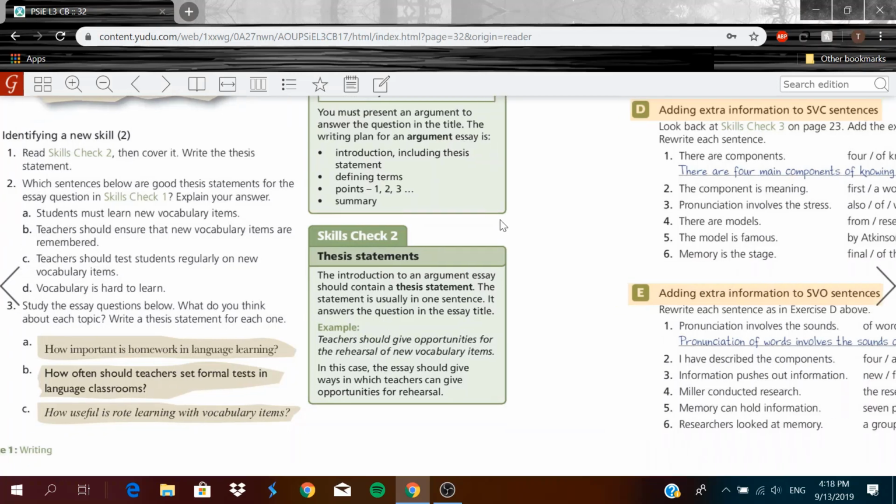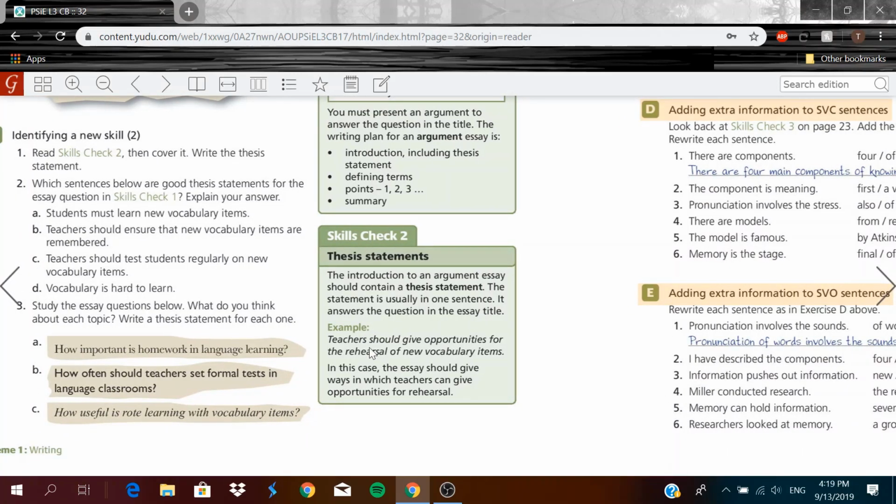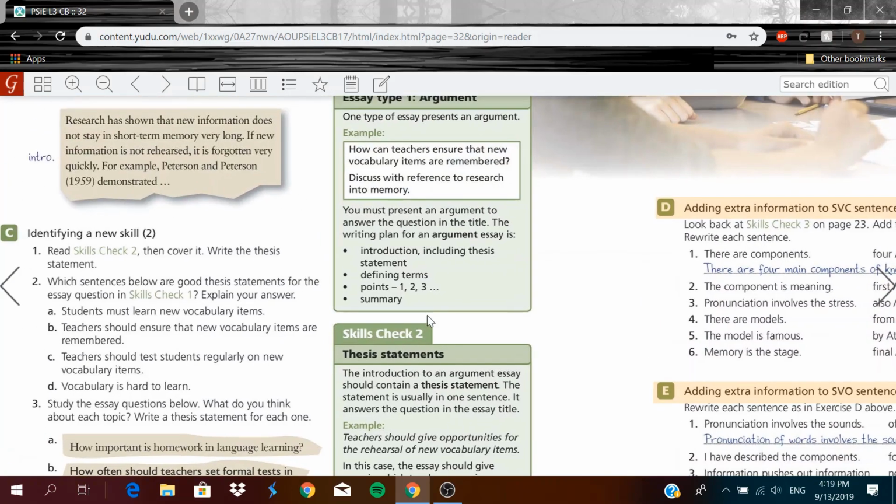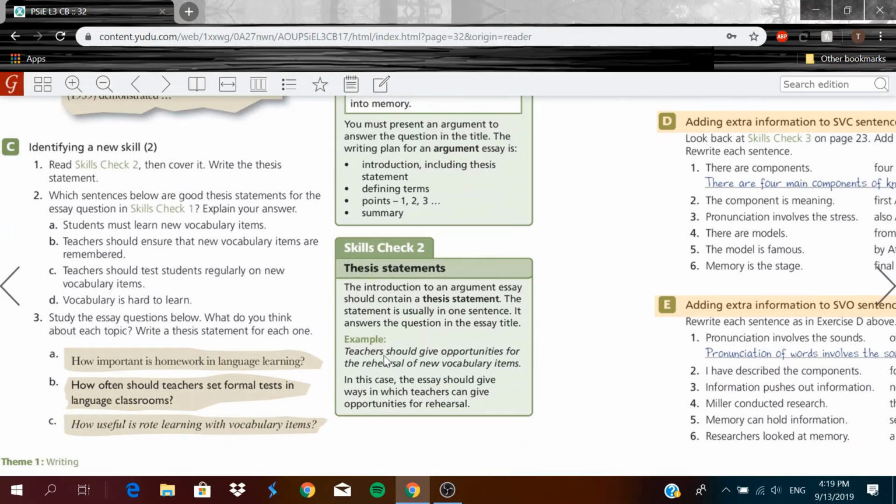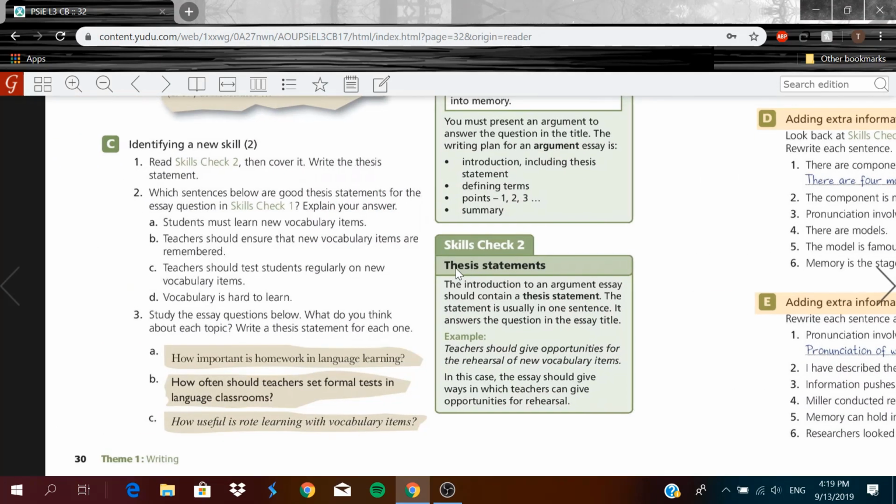Let's actually look at some of the examples. So here we have teachers should give opportunities for the rehearsal of new vocabulary items. Here we had the question, remember, how can teachers ensure that new vocabulary items are remembered? And here we have the thesis statement, teachers should give opportunities for the rehearsal of new vocabulary items. That is one example of a thesis statement. How did it work? In this case, the essay should give ways in which teachers can give opportunities for rehearsal. Okay? I hope you kind of get the idea of what I'm trying to say here.